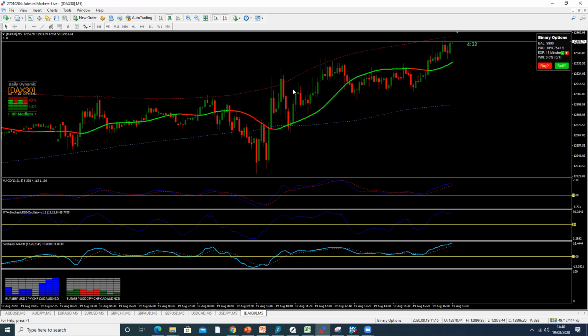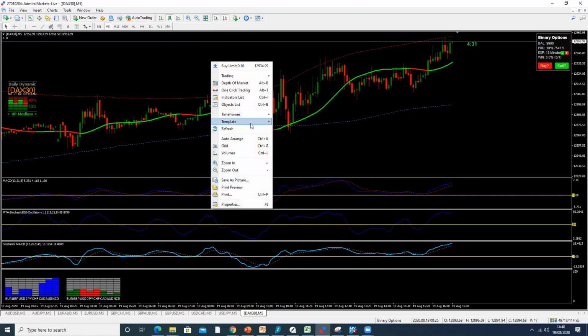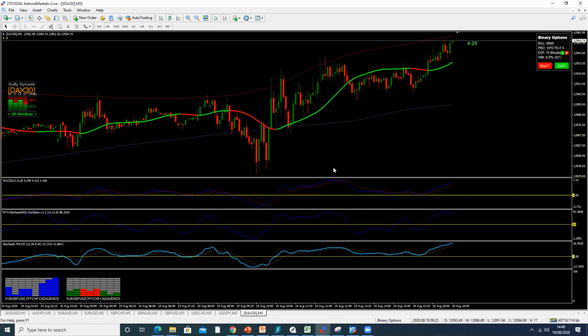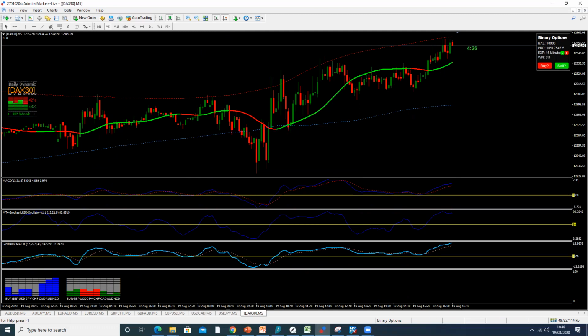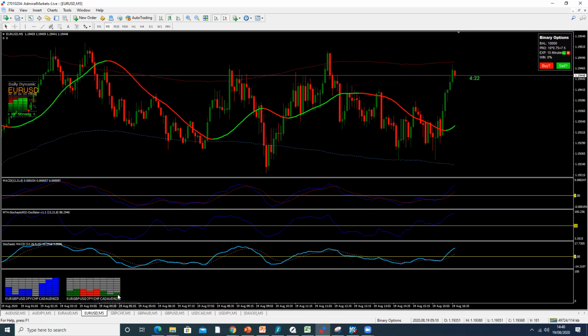Well, I don't have anything for the DAX though. Not for the indices. I don't have a strength indicator for indices. I can always go and research it. But trust me, we can't go wrong with this, guys.